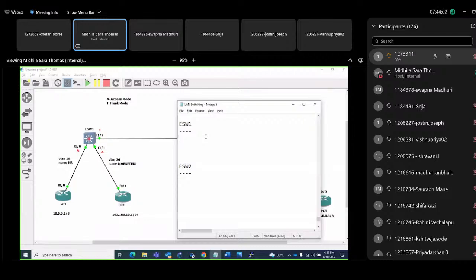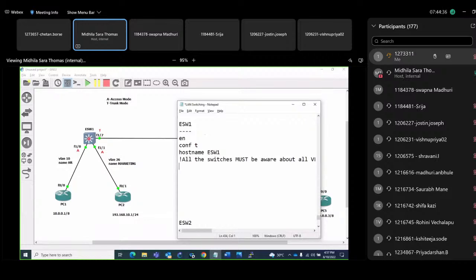For ESW1, okay, listen carefully. I'm writing enable, conf t. I'm in global configuration mode. Change the hostname. Then what did I do? You people tell me. Guys, I'm telling you again and again, all the switches must be aware about all the VLANs.